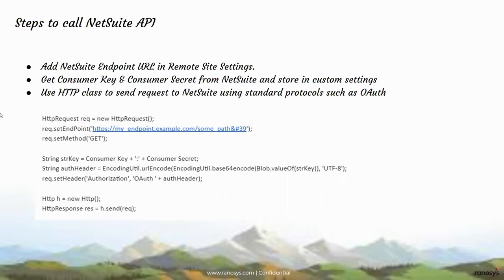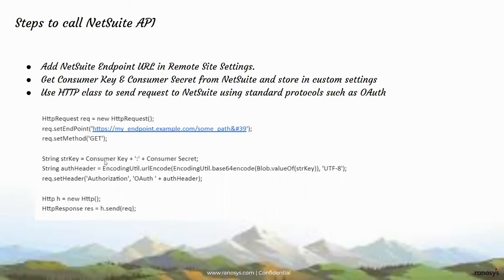So this is a sample code to show how to make a callout in Salesforce. I'll quickly walk you through this code. First of all, we need to create an object of the HTTPRequest class. The HTTPRequest class is responsible for holding the data which will be sent to NetSuite as part of a request. First we set our endpoint in the request object. This endpoint is basically the API URL which is exposed by NetSuite. Then we set our method, whether we want to call this endpoint URL as a GET method or a POST method.